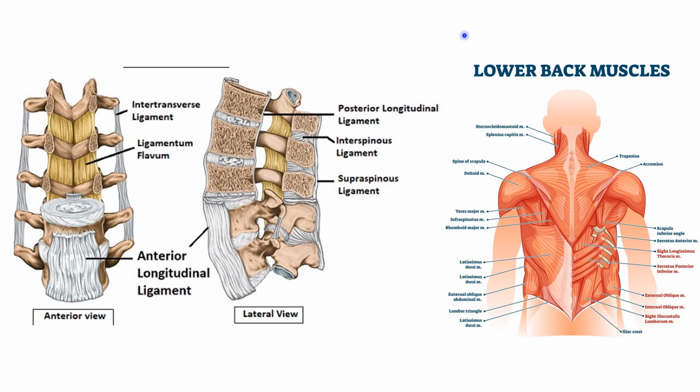All these vertebrae are held together by various ligaments and muscles. The most important ligaments are the anterior longitudinal ligament, and this is the posterior longitudinal ligament, and the ligamentum flavum, which connects the laminae. And there are various muscles which hold the column together.